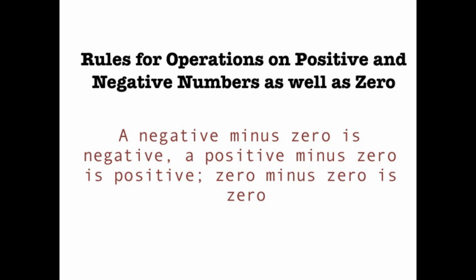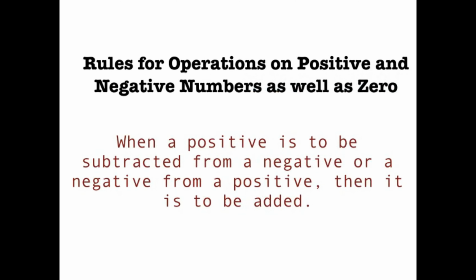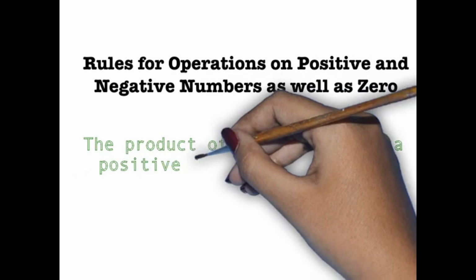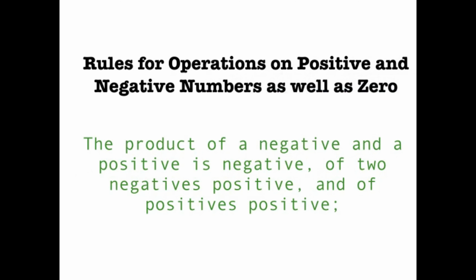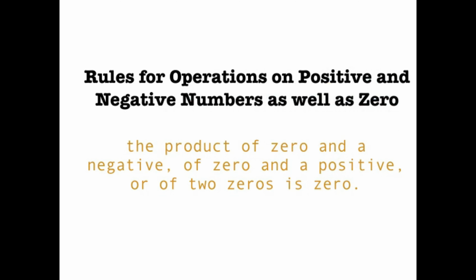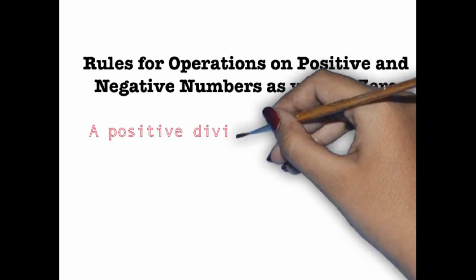When a positive is to be subtracted from a negative or a negative from a positive, then it is to be added. The product of a negative and a positive is negative. Of two negatives, positive, and of positives, positive. The product of 0 and a negative, of 0 and a positive, or of two zeros is 0.